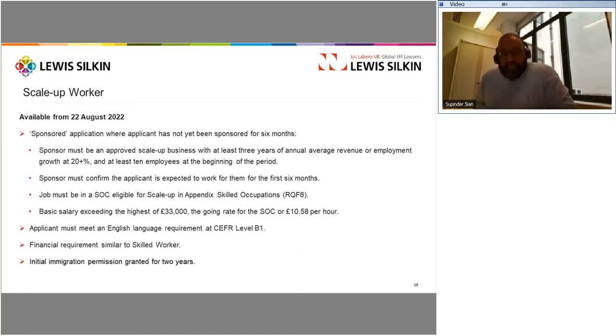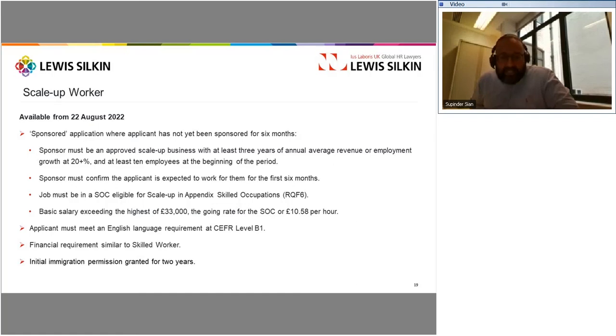And then, because the UK is still such an attractive hub to startups and scaling up businesses, we're going to have something called a scale-up worker visa from August 2022. Information is quite light at the moment, but this is essentially for businesses that are in scale-up mode, and they can bring people with the skills and specializations to continue to grow their businesses in the UK with a number of concessions on salary, skill level, and so on.